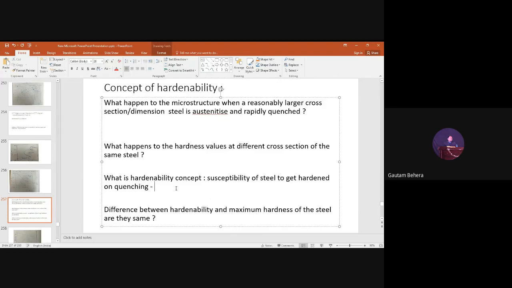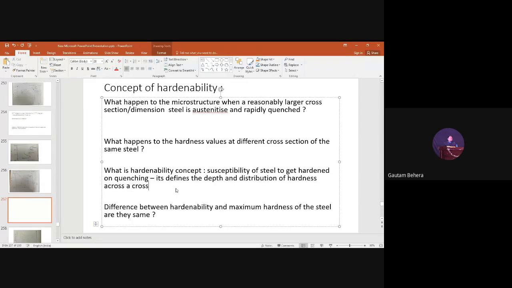So in other words, it can also be explained like this. It defines the depth and distribution of hardness across a cross section, or along the cross section. That means it is saying at different depth of the piece of steel, what is the value of hardness. Like at the surface, it is harder, and at the core, it is softer. Right? This is all about hardenability.